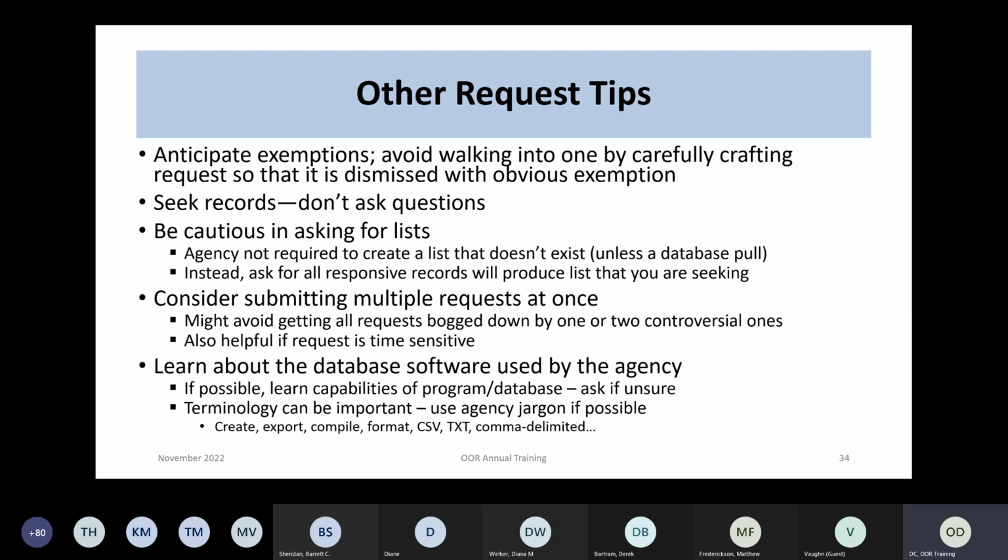Consider submitting multiple requests at once. It might avoid getting bogged down if there's one or two. If you have a lot of records you're trying to seek, you may want to submit multiple requests because some of those may be super easy, quick and dirty, get them in and out. Others may take a while, and you may be able to get some records initially while you're trying to work out whether or not you're getting the other records.